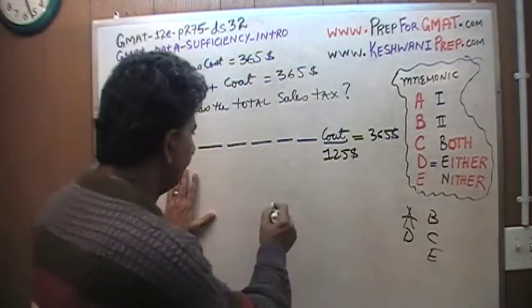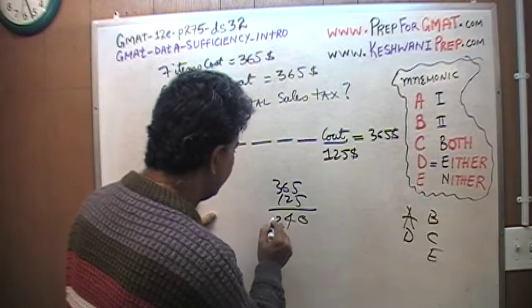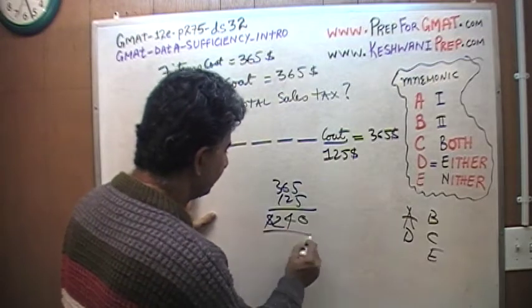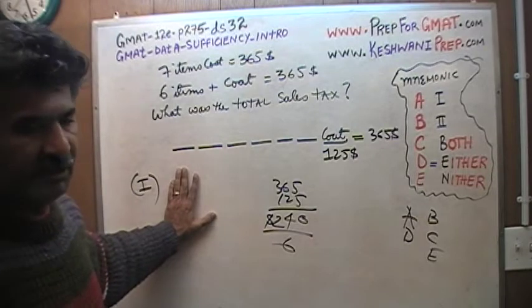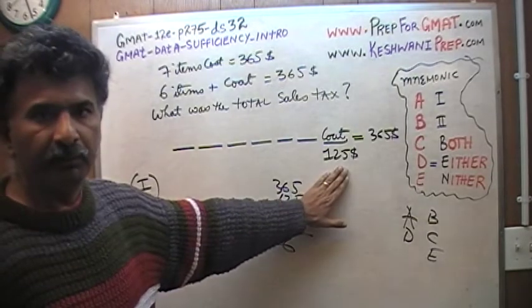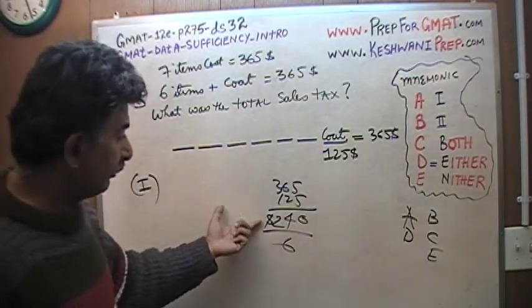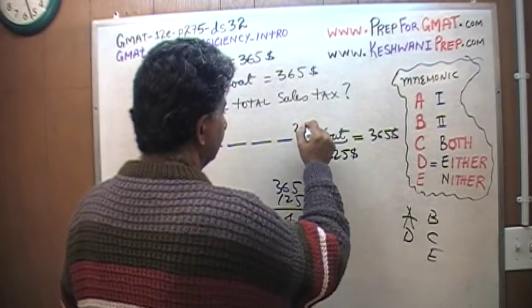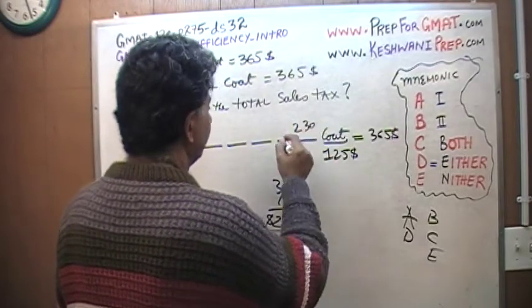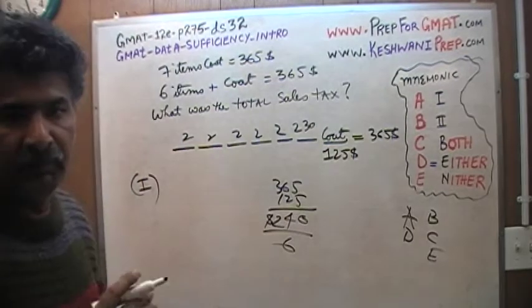Maybe the remaining amount, the remaining 240, perhaps is split evenly among the 6 items, in which case each one of them is exactly $40, in which case the sales tax will be just 7% of this. Or maybe of the remaining 6 items, we have $240 remaining, maybe one of them costs $230, and then the remaining $10 goes here. We do not know what the breakup is.